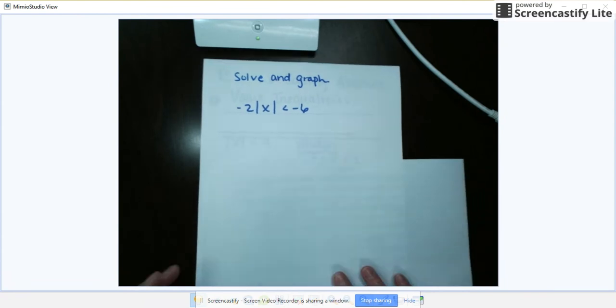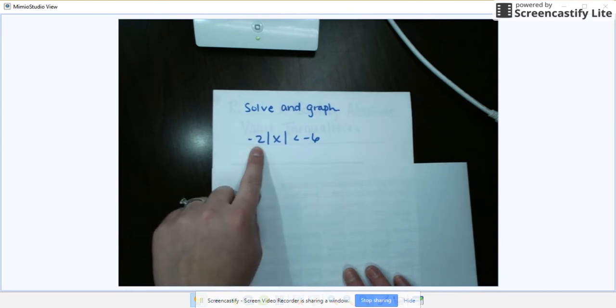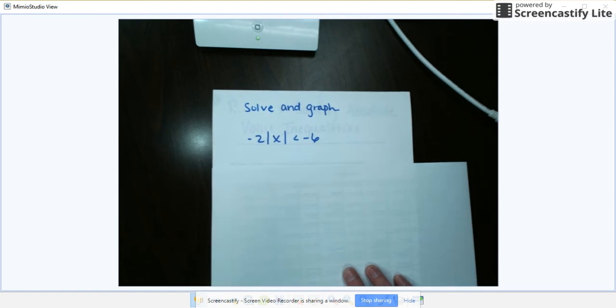Okay, I want you guys to solve and graph. Obviously, you can't graph on here, so just give your solution on here and then practice graphing on your own. Don't forget, when you divide by a negative, what do you have to do to that sign?